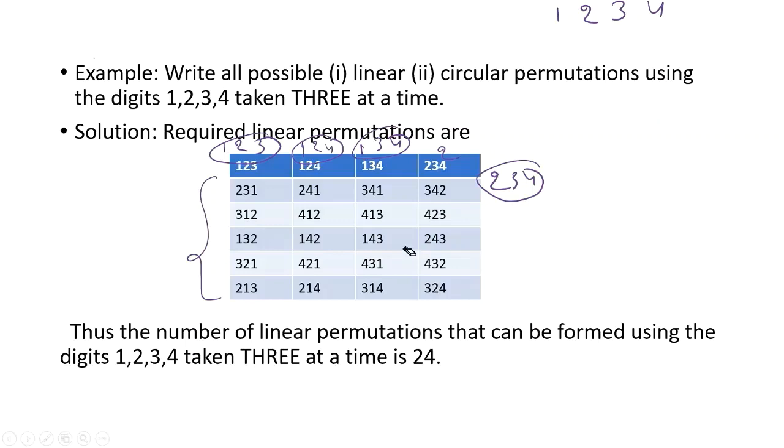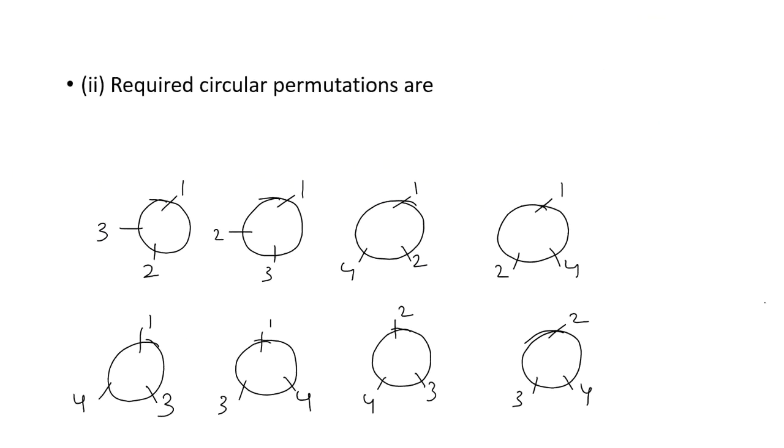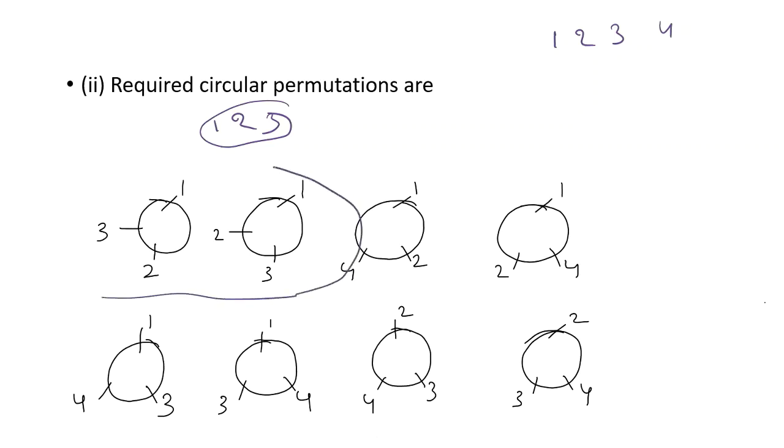Now coming to the second part of the question, we have to write down all circular permutations. We have to take 3 at a time. The digits here are 1, 2, 3 and 4. First let me take 1, 2 and 3. If you take 1, 2 and 3, we are going to get 2 different circular permutations. That is, the first one is 1, 2 and 3. And the second one is 1, 3 and 2. These are the 2 circular permutations that you are going to get using the digits 1, 2 and 3.